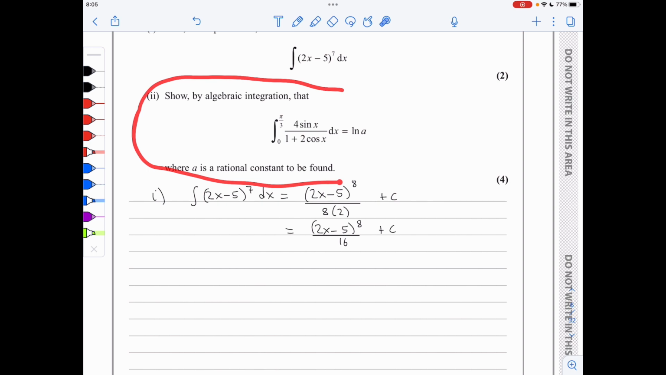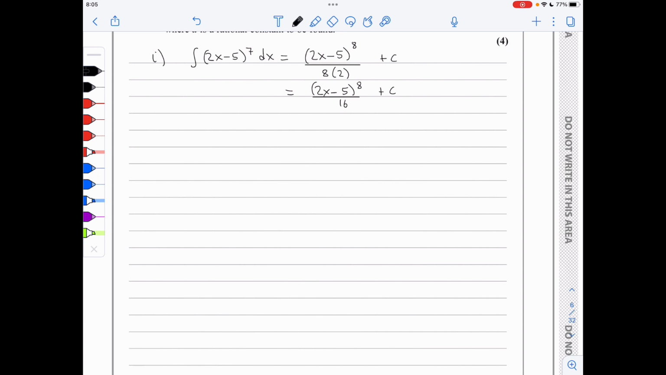In part B, we need to show by algebraic integration that this integral leads to ln of a for some rational constant a to be found. So we are looking at the integral from 0 to pi over 3 of 4 sine x over 1 plus 2 cos x. Now we know that the derivative of the denominator here is minus 2 sine x, and it would be just great if we had this as the numerator of the expression to be integrated. So I can actually split the 4 sine x into minus 2 sine x inside and the negative 2 outside, over 1 plus 2 cos x dx.